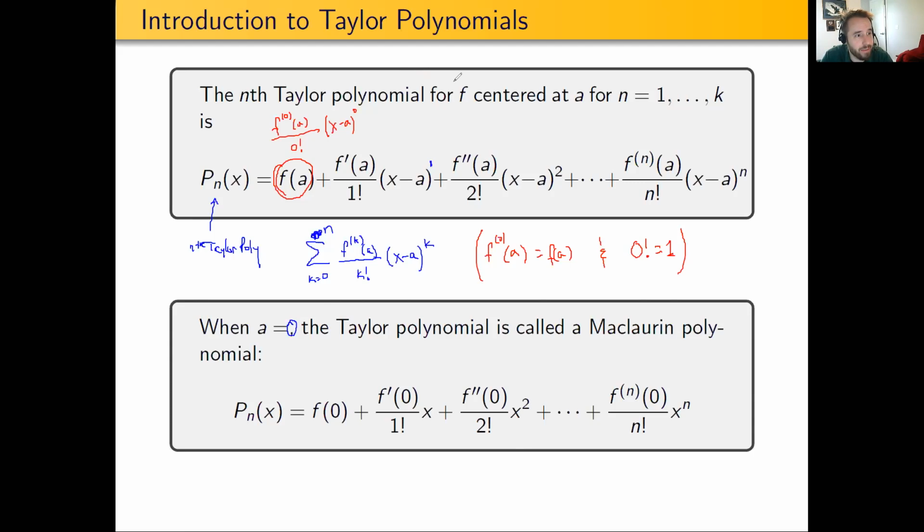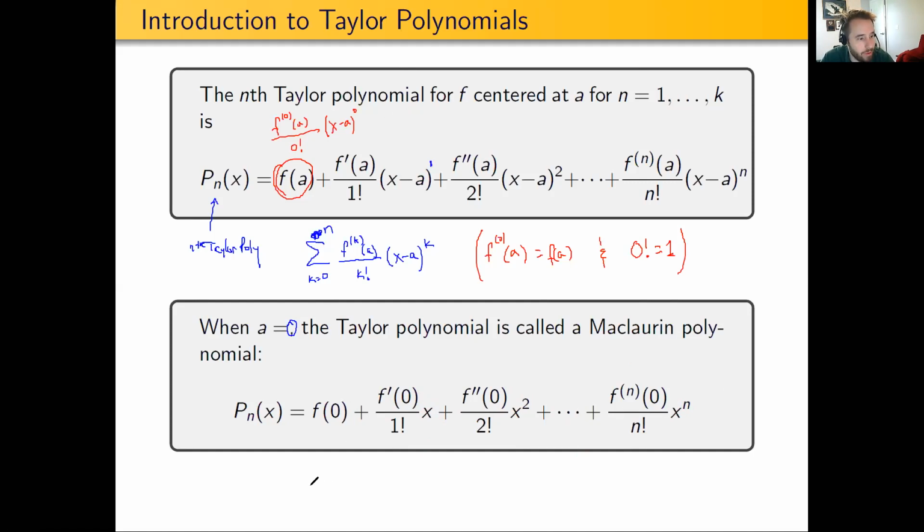Specifically, all of these x minus a's just become x's. And so the resulting polynomial expression that we get is often called a Maclaurin polynomial. It's just a special version of Taylor polynomial. And notice the formula we have here is exactly the same as the one above, except we're plugging in a equals 0. And because we're plugging in a equals 0, our x minus a's just become x's, right?